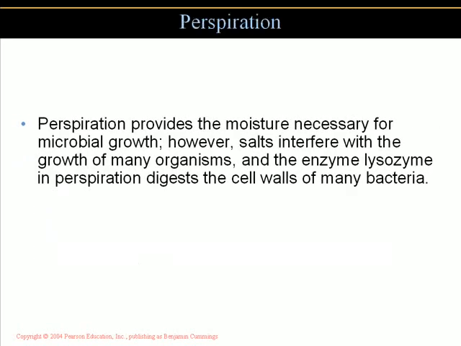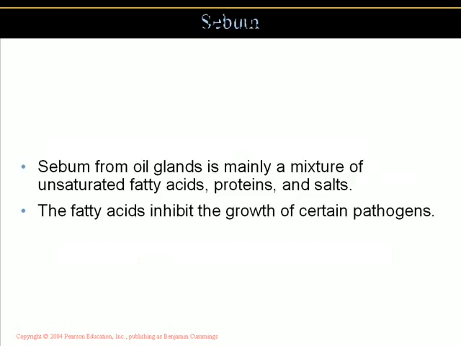Perspiration provides moisture necessary for microbial growth. However, salts interfere with growth of many microorganisms, and the enzyme lysozyme in perspiration digests the cell walls of many bacteria. Sebum from oil glands is mainly a mixture of unsaturated fatty acids, proteins, and salts. The fatty acids inhibit the growth of certain pathogens.